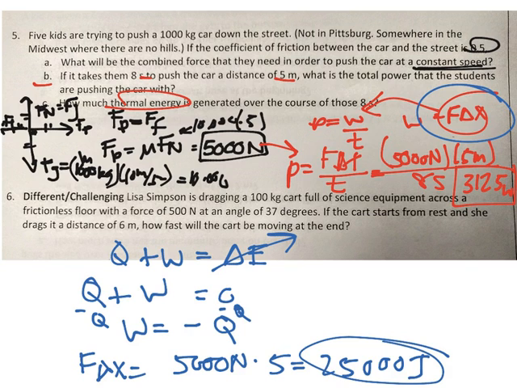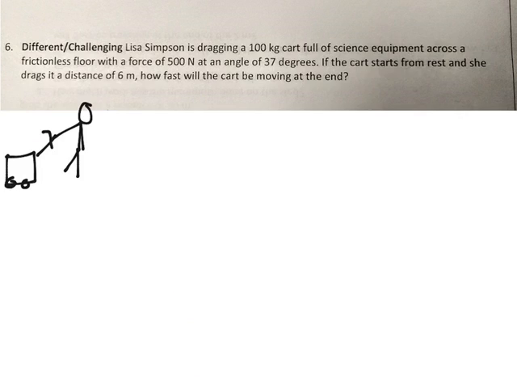Alright, moving on to 6. Try it first, and then come back. Alright, so Lisa Simpson is dragging a 100-kilogram cart full of science equipment across a frictionless, oh, that sounds important, floor with a force of 500 newtons at an angle of 37 degrees. If the cart starts from rest, and she drags it a distance of 6 meters, how fast will the cart be moving in the end? So this is definitely challenging. You're going to have to bring in lots of different parts.